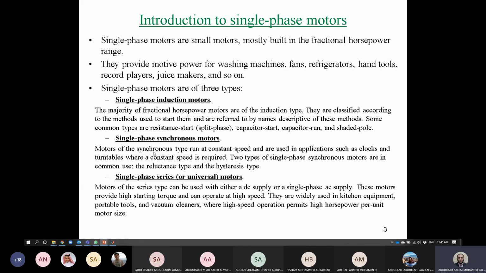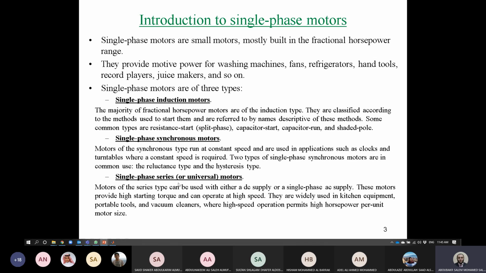Unfortunately, we don't have time to discuss these two types of synchronous motors in our classes. However, they are used in applications, but not as commonly as the single-phase induction motor. For that, we will focus on the one most used in industry.